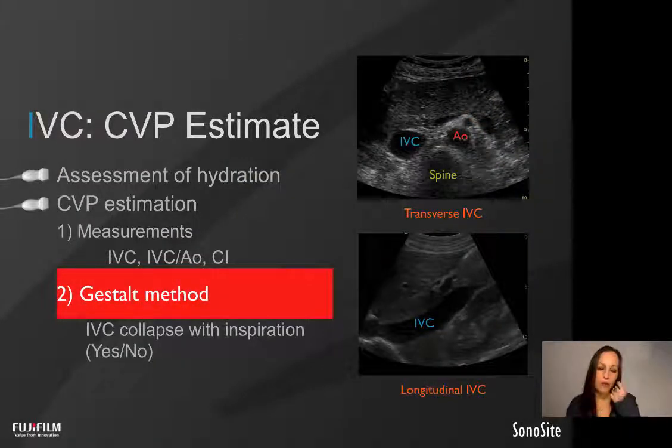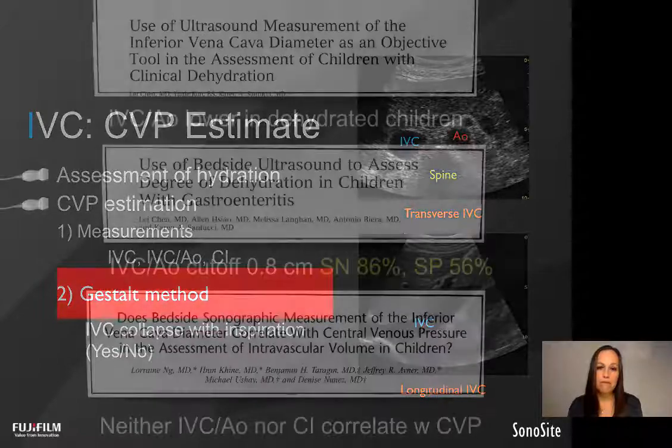Now, people have described different methods of assessing the inferior vena cava. Various studies have talked about measurements of the inferior vena cava or using the inferior vena cava to aorta ratio. Now, I would say, especially for the purposes of the RUSH protocol, that I would recommend just using the gestalt method, that you look just to see if there's collapse with inspiration. This makes ease of actually performing the RUSH protocol as well as accuracy.